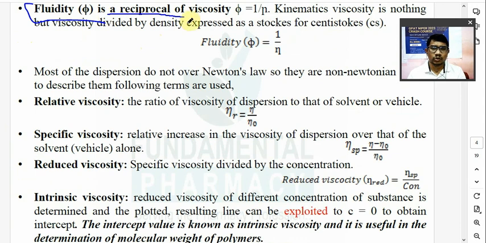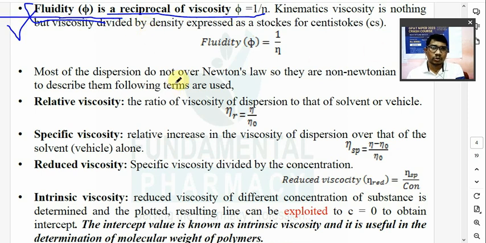Fluidity means if a material has higher fluidity, it can easily flow. जिसकी fluidity ज़्यादा है वो easily flow होता है, जिसकी fluidity कम है वो easily flow नहीं होता. So fluidity is nothing but the reciprocal of your viscosity. As the question has come, fluidity is nothing but the reciprocal of viscosity.